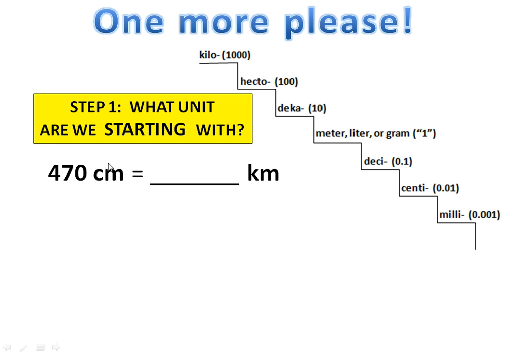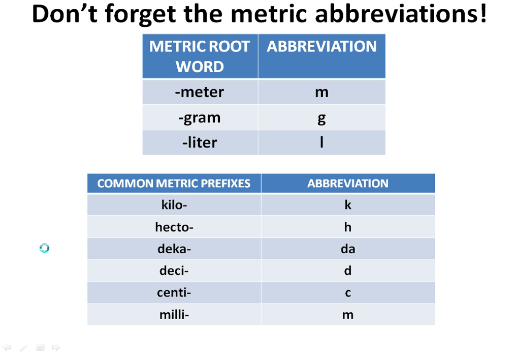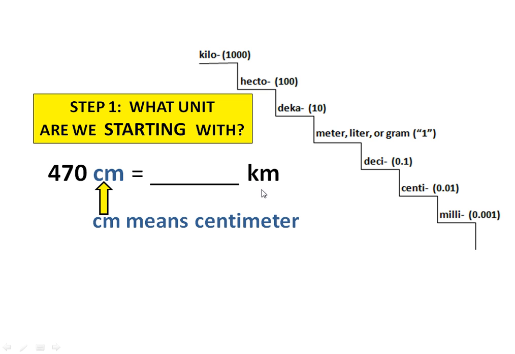So our first step, what unit are we starting with? And by unit, it's the letters here, the measurement after the number. So we have cm. If we break that down, the first letter is going to be our prefix abbreviation. So we see a C right here near the bottom. C is short for centi. And then the last letter right here is our abbreviation for the root, a metric root word. So our M there is meter. So putting that together, our prefix centi attached to our root word meter. So cm means centimeter. So our next step, what unit are we going to?